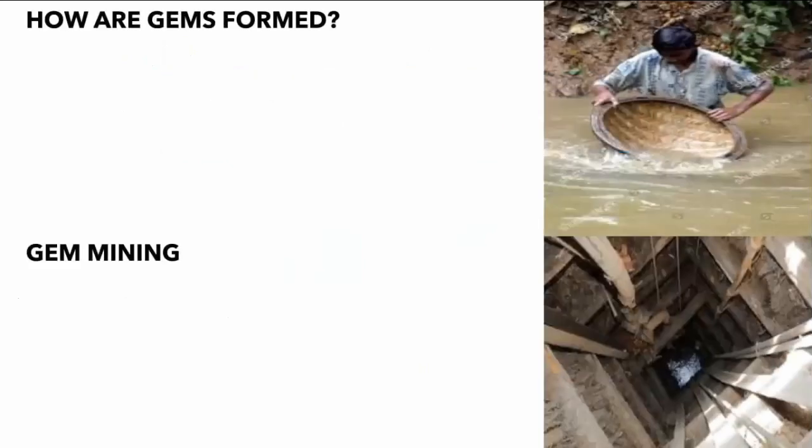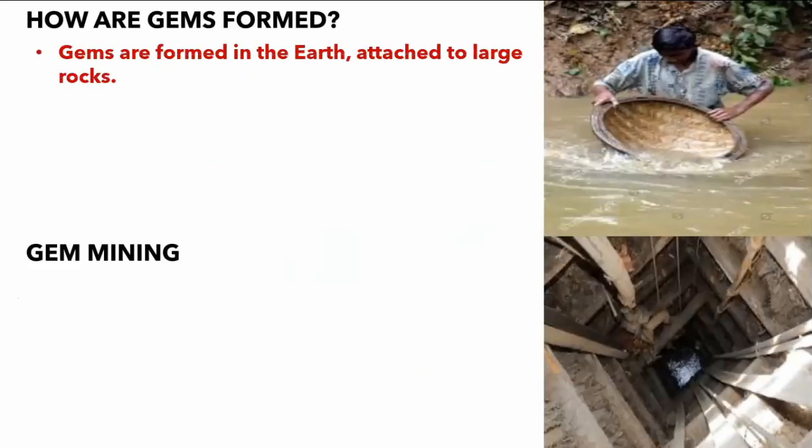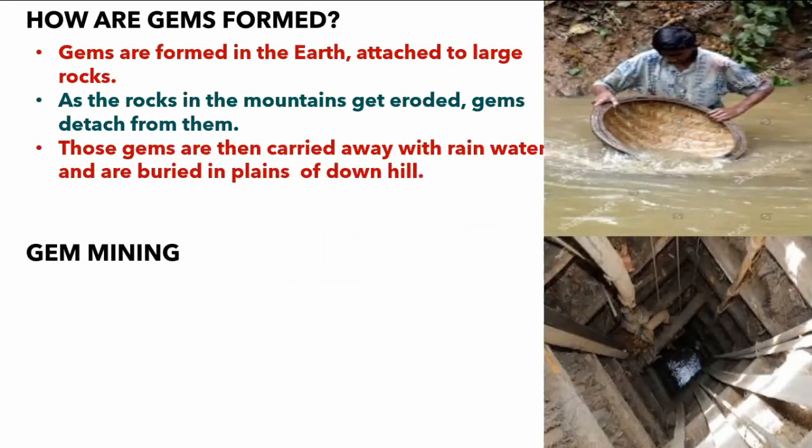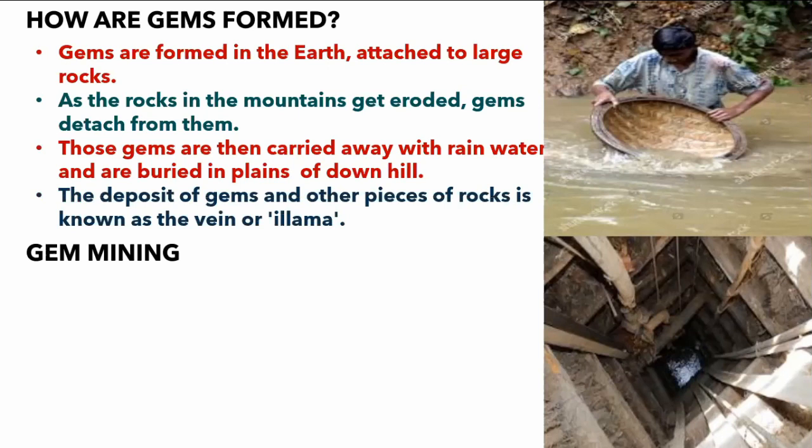How are gems formed? Gems are formed in the earth attached to large rocks. As the rocks in the mountains get eroded, gems detach from them. Those gems are then carried away with rainwater and are buried in plains downhill. The deposit of gems and other pieces of rocks is known as the vein or illam. The gravel containing gems is known as illam, and that is why places where gems and other pieces of rocks are found are known as illam.